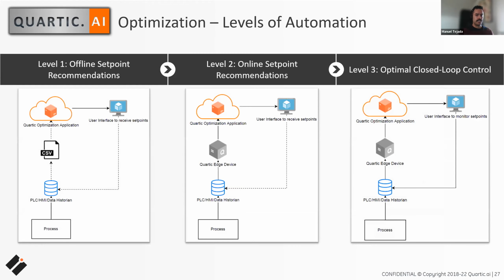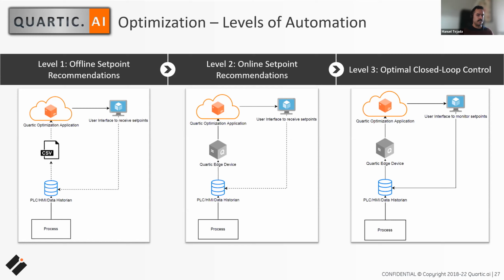Now let's look at the levels of automation. By this, I mean, how do we pass process data to the application, and how are set points implemented on the process? So you'll see that we can make this very simple with a little bit of manual effort and no changes to your current operations, or we can implement optimal closed loop control.